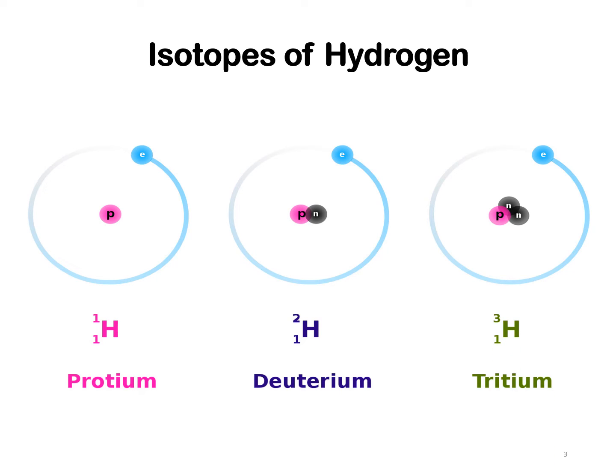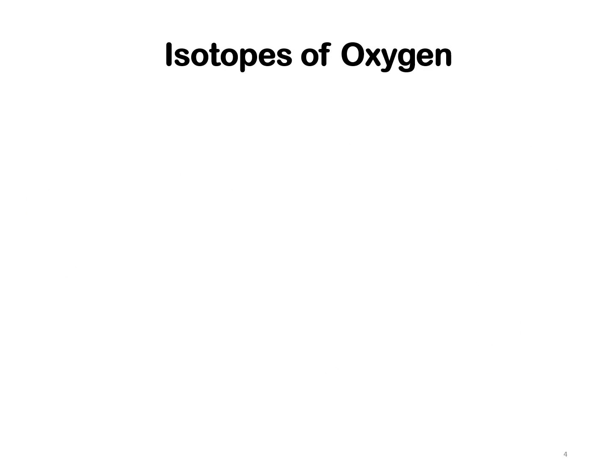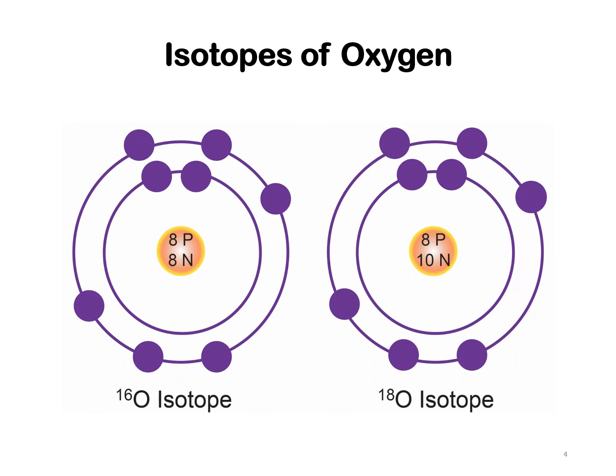Here we can have another example too. Isotopes of oxygen. There are two isotopes of oxygen. You can see there are 8 protons in each atom, but due to having different numbers of neutrons in both the atoms, the mass number will be different, and because of the different mass number, we can say that these are the isotopes.